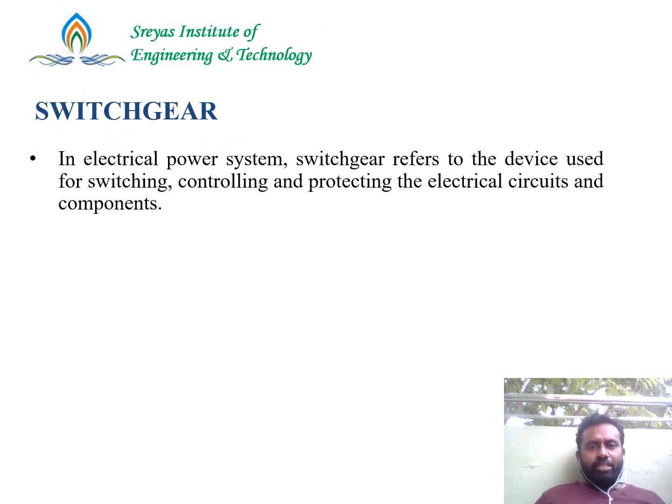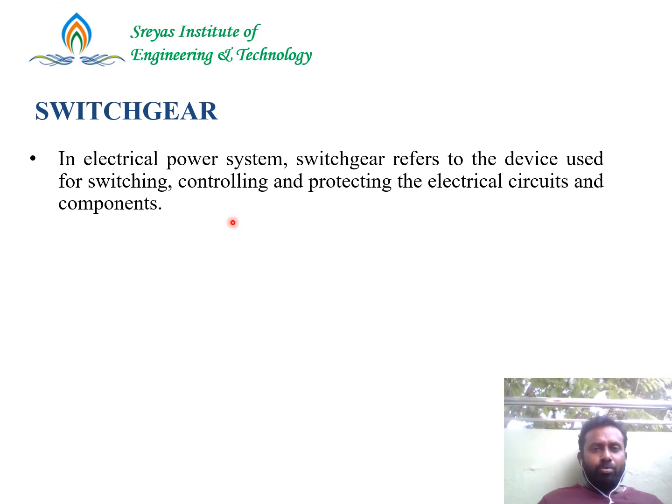In electrical power system, switchgear refers to a device used for switching, controlling, and protecting the electrical circuits and components. It is used for switching, controlling, and protecting the electrical circuits or the components. It is a device that is used for all these operations.